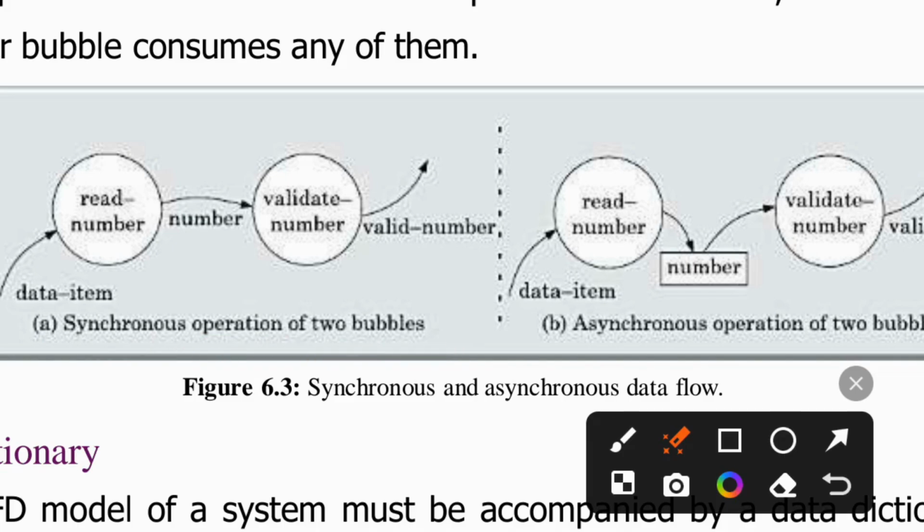Now another diagram. Here data item and read number, and connect the number. So the number is also a data item, and it goes to validate number, and the output is valid number. So here two bubbles are not directly connected, they are connected through a data store. So it is an asynchronous operation of two bubbles.